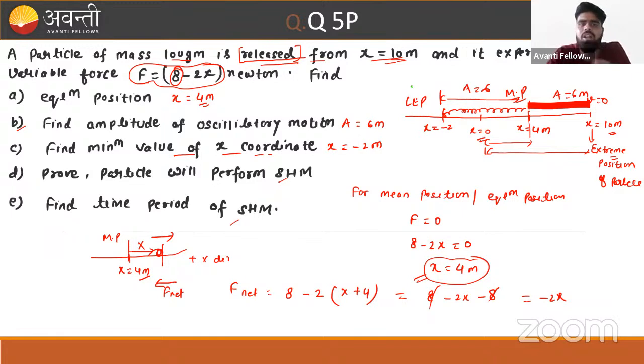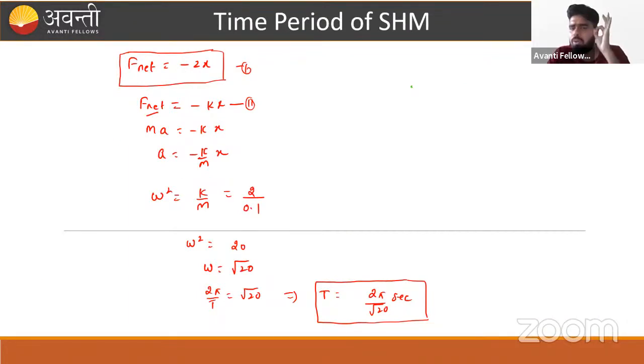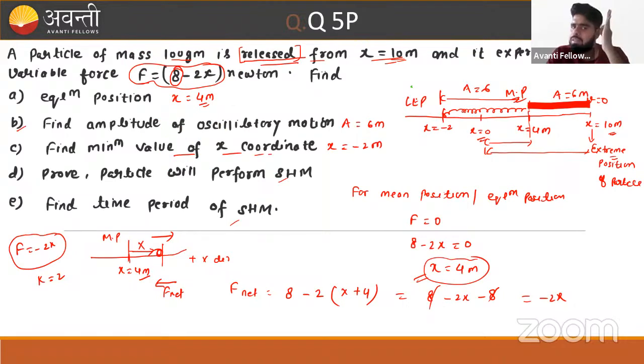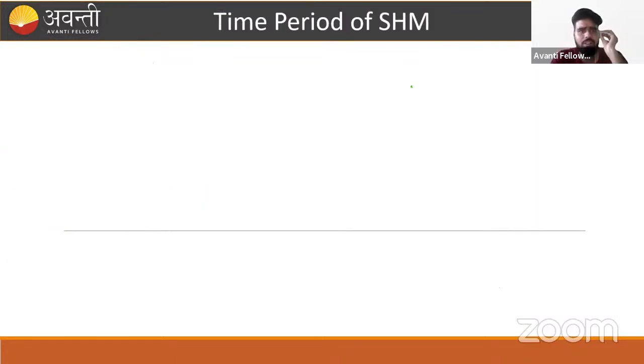If we don't consider 8, we directly say that f equals minus 2x. And if we see this equation, we directly say k equals 2. And we can write down the answer in one single line. So what we observe here is that whenever a constant force is involved in a particle that is performing simple harmonic motion, it does not affect the angular frequency, and it does not affect the time period. Okay, beta. Let's move further.